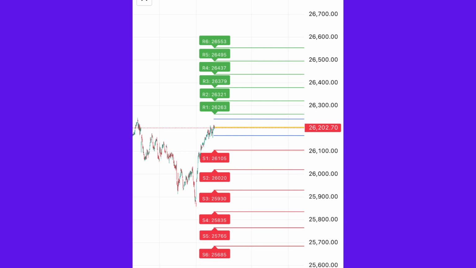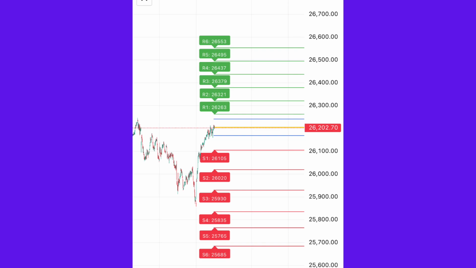Tomorrow's possible opening scenarios. Now let's discuss three possible opening scenarios. Flat to slight positive opening. If Nifty opens near 26,200 to 26,250, then watch R1 equals 26,263. A breakout above this zone can take Nifty towards R2 or R3 quickly.